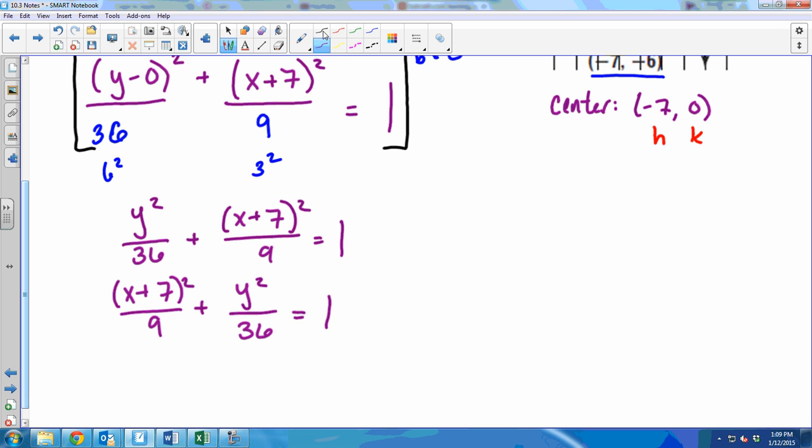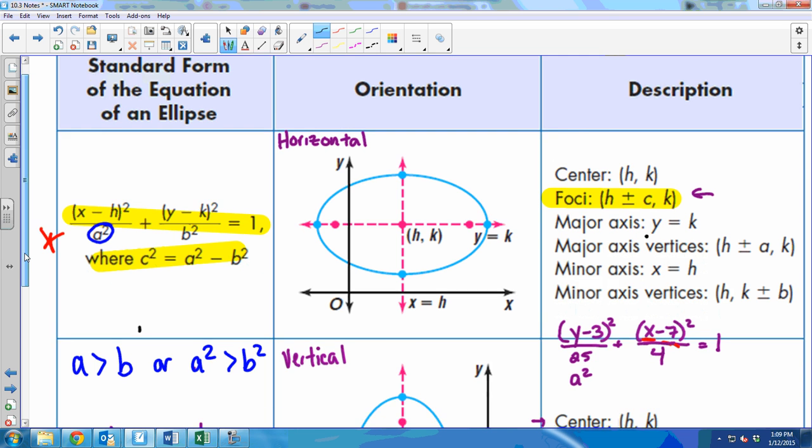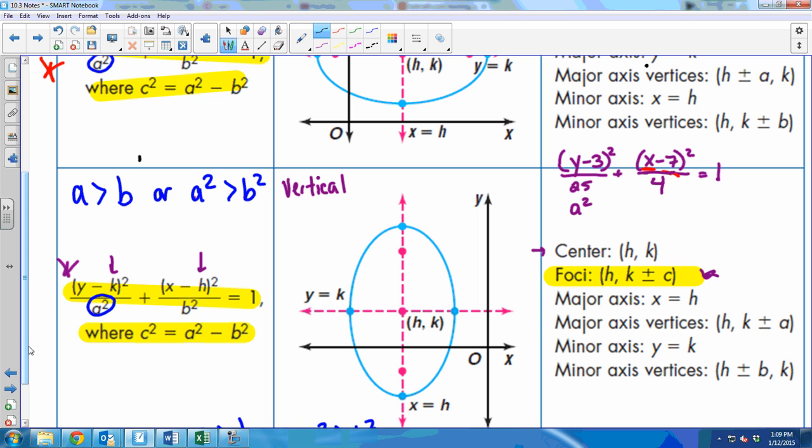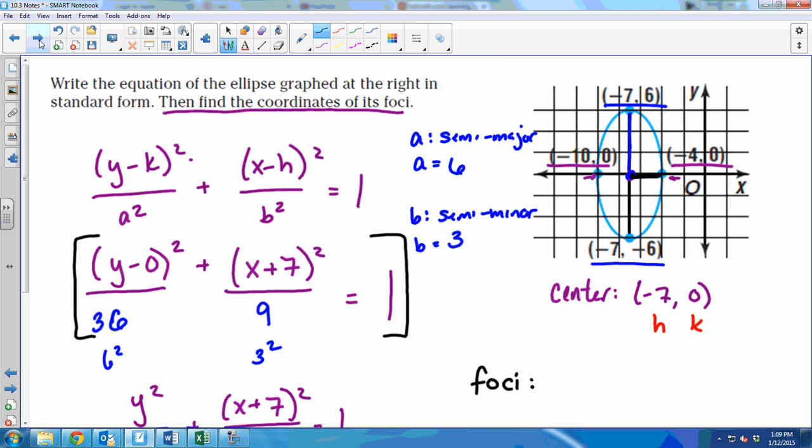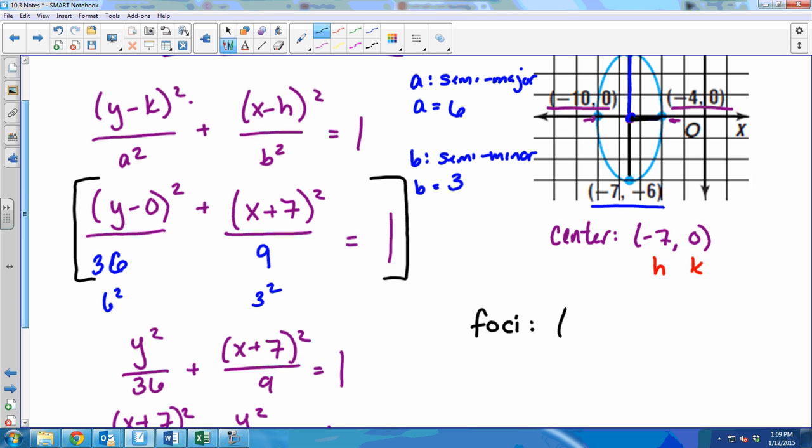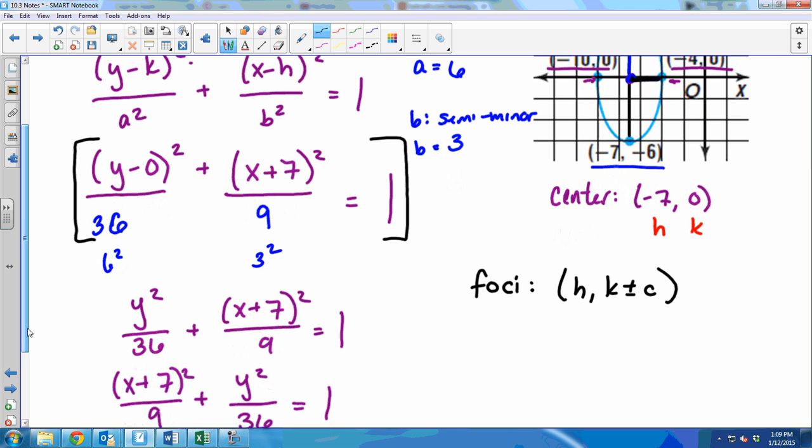Okay? There's an equation for that. H, comma, K plus or minus C. Right? We need to know what C is then. There's an equation for that too. C squared equals A squared minus B squared. Not the Pythagorean theorem. Don't add them.